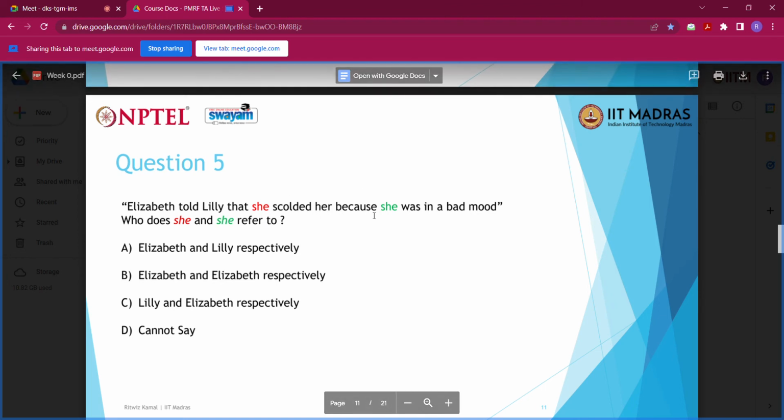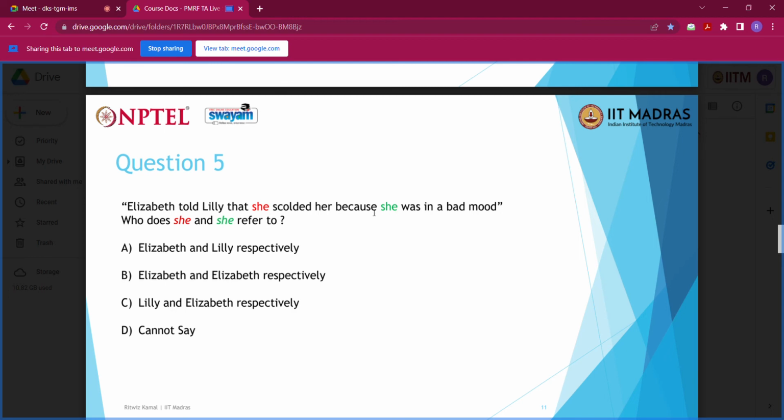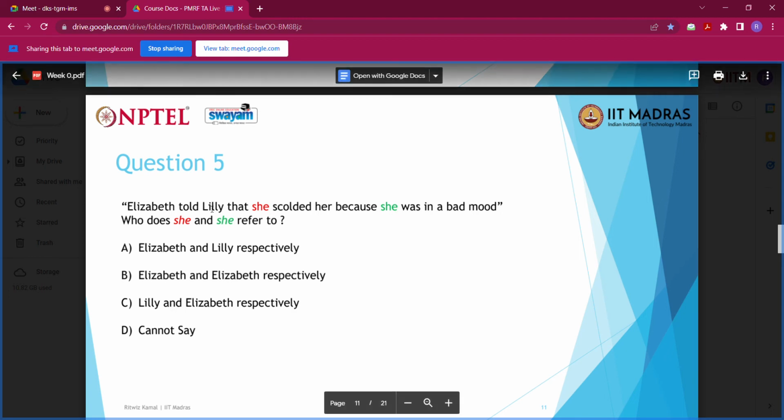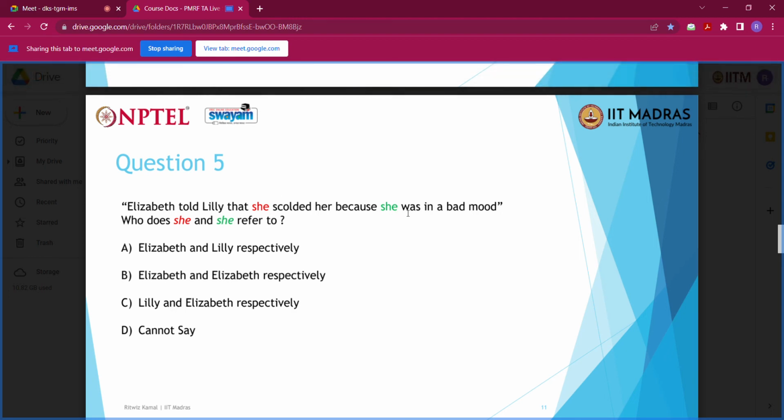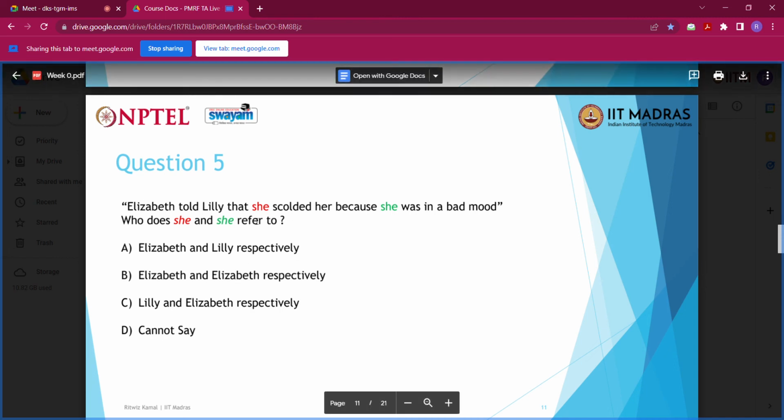She scolded her because she was in a bad mood. Who was in a bad mood? It could be either Elizabeth or Lily once again. So let's look at the options. Elizabeth and Lily respectively. Also, this might be one of the correct possibilities. This is not the only one. So we cannot say that this option is correct. Same goes for Elizabeth and Lily and Elizabeth. The correct option is that we cannot say, because either of these she's could be referring to either Elizabeth or Lily, right?